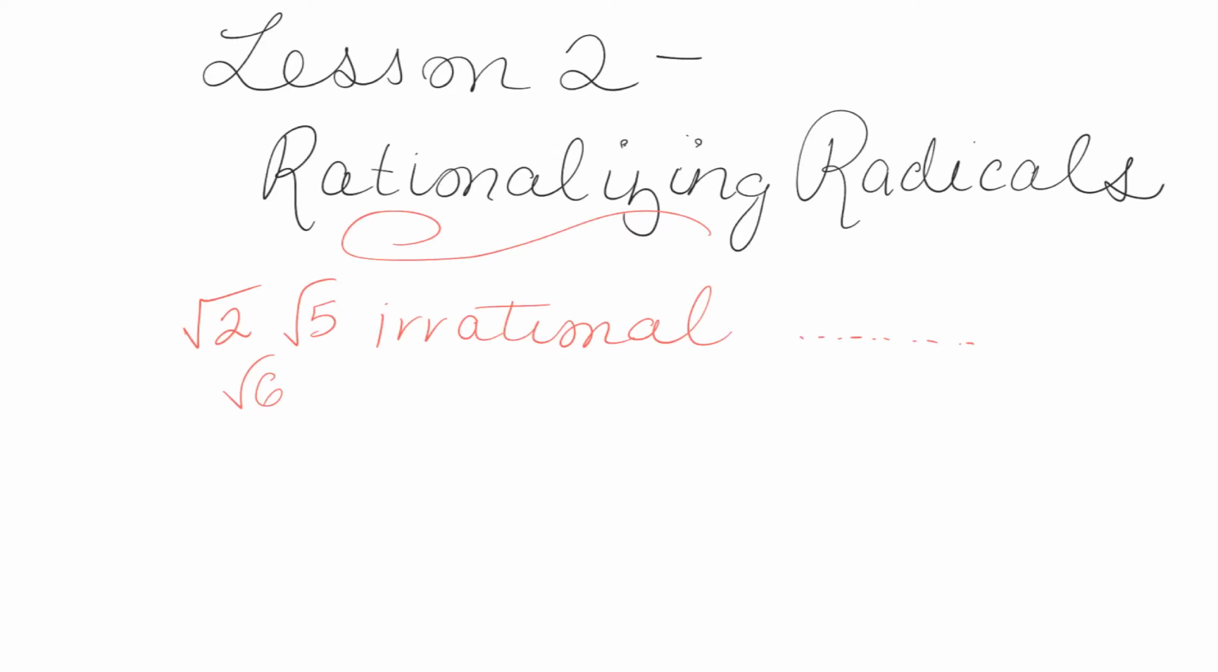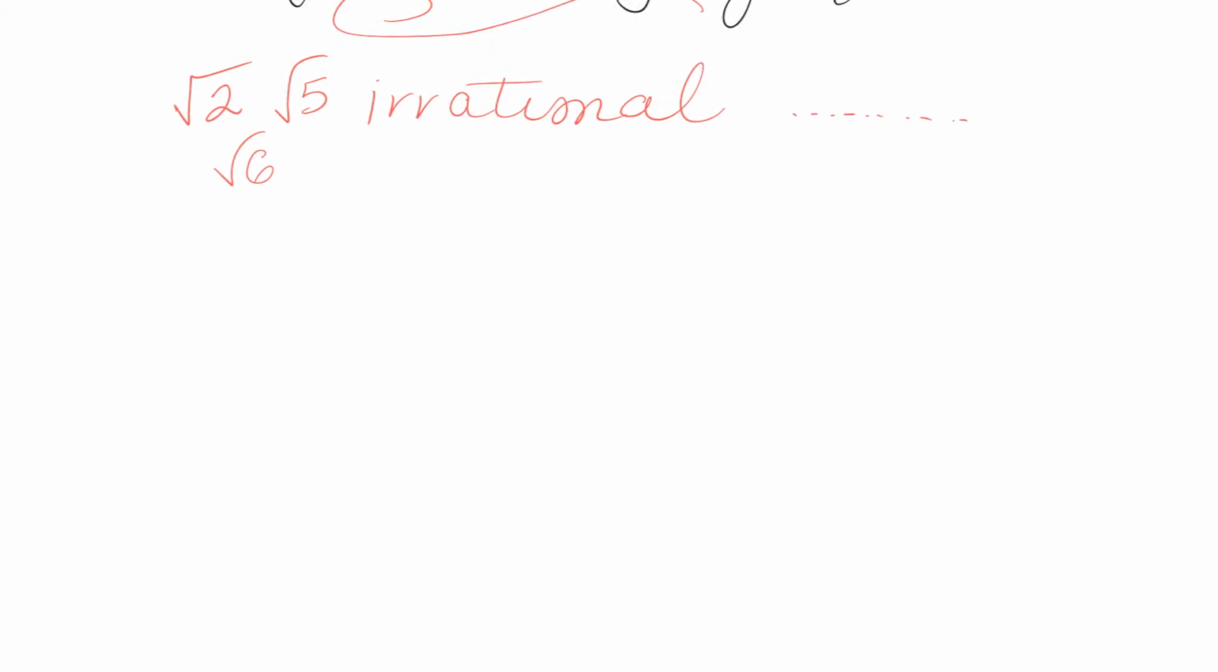Lots of irrational numbers are square roots, like the square root of 2, or the square root of 5, or the square root of 6, or the square root of something that's not a perfect square. So our goal today is to do something we call rationalize a radical. So let me show you what this looks like. Let's say we've got the square root of 5 divided by the square root of 2.